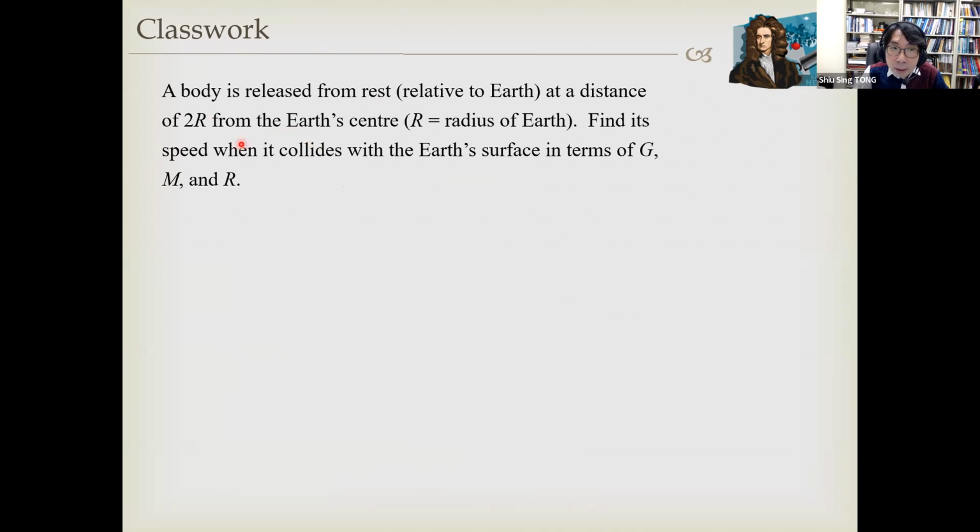Now, how about this? Let me give you a simple version. Suppose the object is released from rest at a distance twice the Earth radius from the Earth's center. What would then be its velocity when it collides with the Earth's surface? Express your answer in terms of G, M, and R. This is a simple question, but just to wake you up. So you got the basic idea, right? I give you 3 minutes to do it.